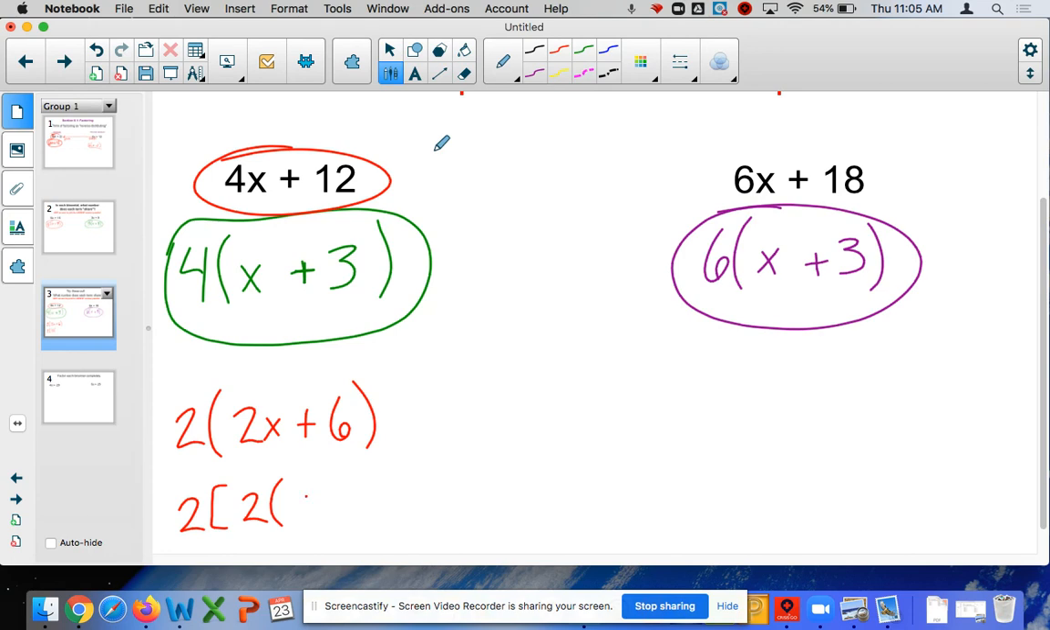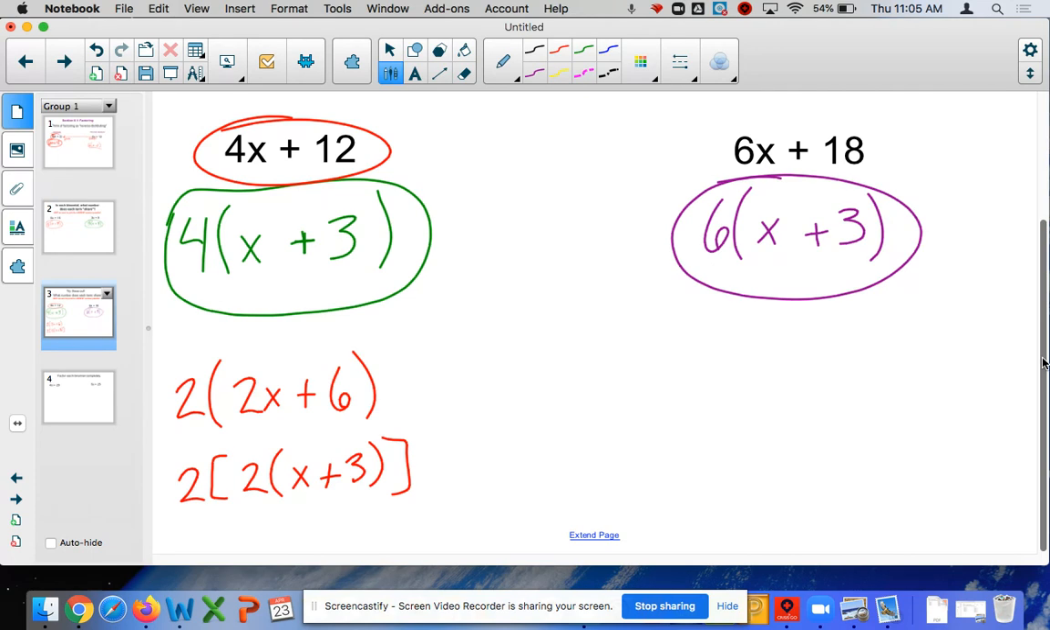2 times what gets you 2x? That's x. 2 times what gets you 6? That's another plus 3. Look at how much work this is. And then we can say, okay, what's the really factored form? We take this 2, multiply it by this 2, and we get 4. So we're left with 4 times x plus 3, which is exactly what we got up here. Pick the largest one. We don't want to do all this work. That's bad news. We always want to pick the largest number possible.